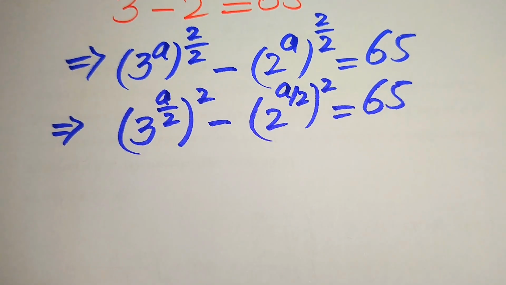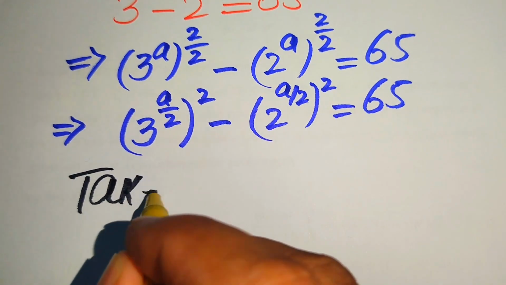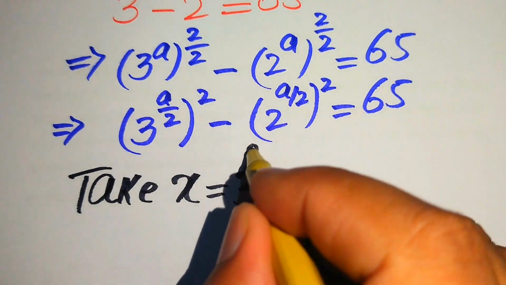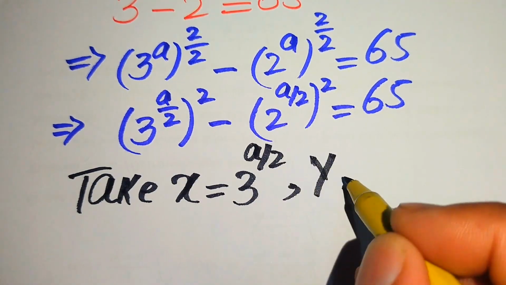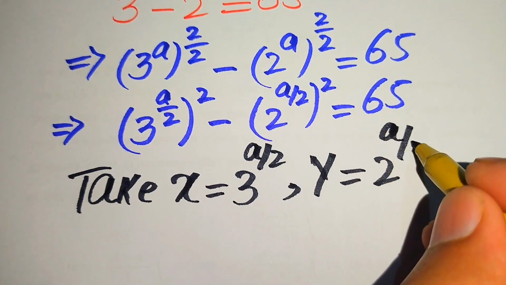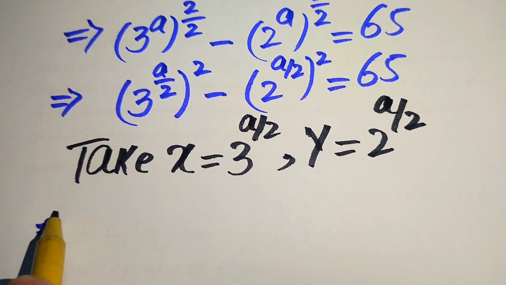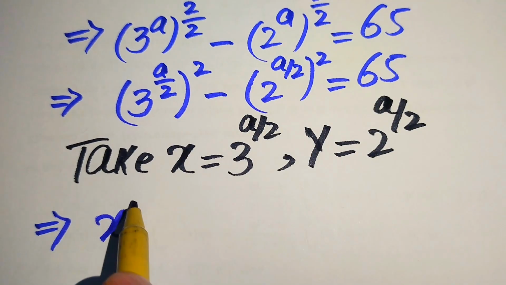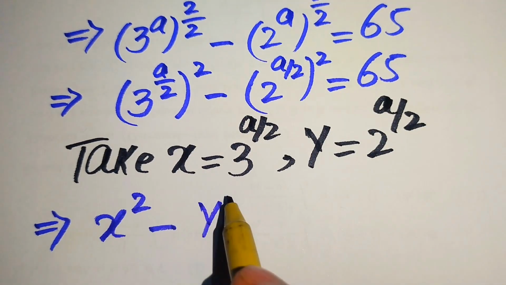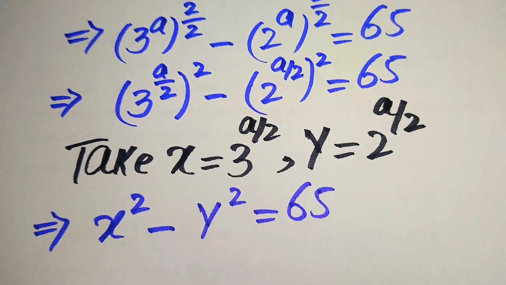And now we need a little bit of substitution in order to write this equation in a simplified form, or in other words we just convert this exponential equation into a two-variable polynomial equation. So here we take x equals 3 to the power of a divided by 2, and y equals 2 to the power of a over 2. Now we substitute both of these values into the above equation, and it is written in this form: x square minus y square equals 65.